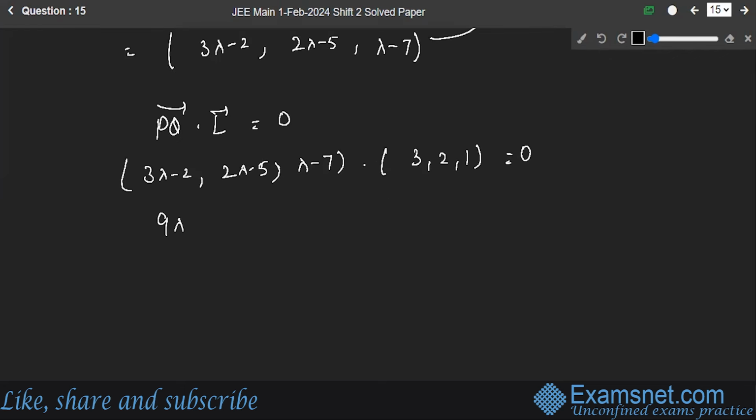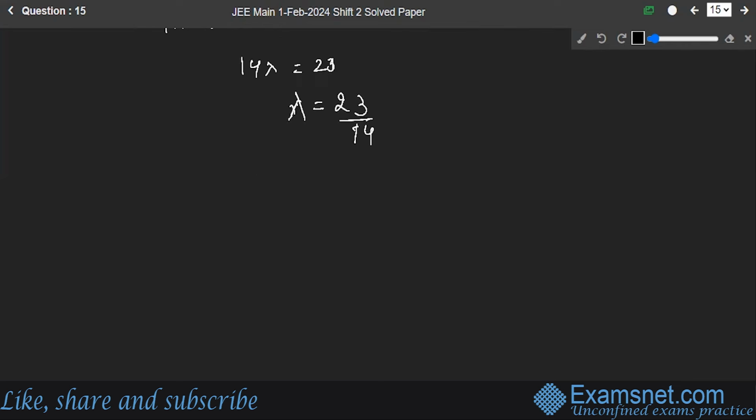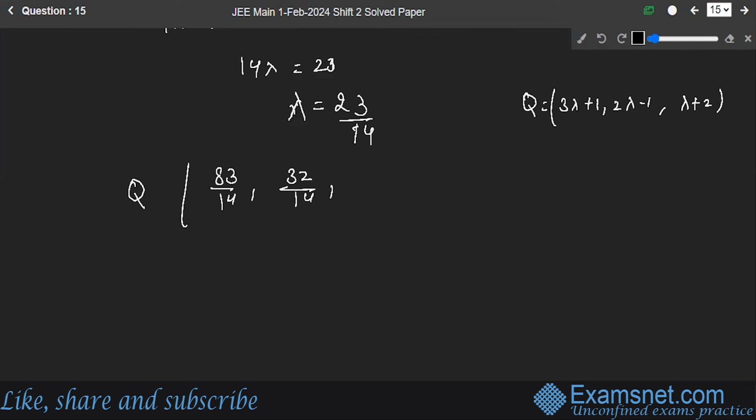This will give me 9 lambda minus 6 plus 4 lambda minus 10 plus lambda minus 7 is equal to 0. We have 14 lambda is equal to 23. Our lambda will be equal to 23 upon 14. So what does your Q point become? Q point, which was 3 lambda plus 1, 2 lambda minus 1, lambda plus 2. So the Q point turns out to be 83 upon 14, 32 upon 14, and 51 upon 14.